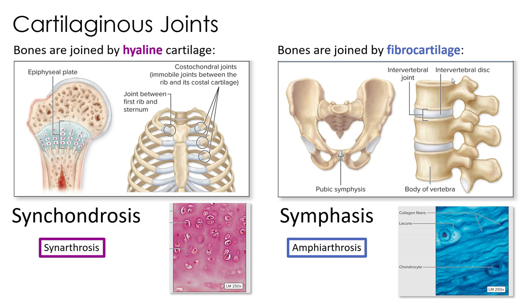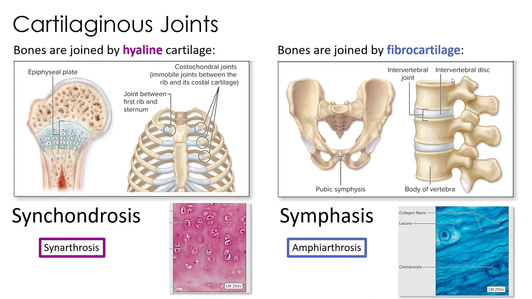Hyaline cartilage is very hard cartilage. It doesn't move around a lot, and so that's why any type of cartilaginous synchondrosis would be functionally classified as a synarthrosis, while a cartilaginous symphysis does allow for a little bit of movement, because fibrocartilage is not as hard, it's a little bit softer, so that would be referred to as an amphiarthrosis.